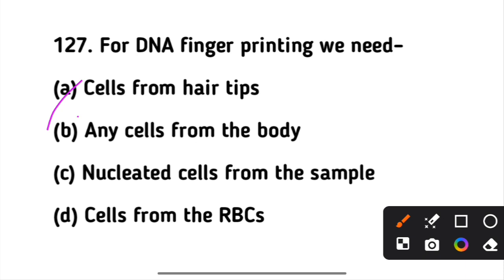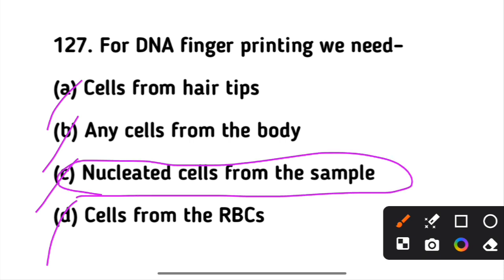Next and the last question, for DNA fingerprinting we need cells from hair tips, any cells from the body, nucleated cells from the sample, or cells from the ribosome. Option C is correct. For DNA fingerprinting we need nucleated cells from the sample.